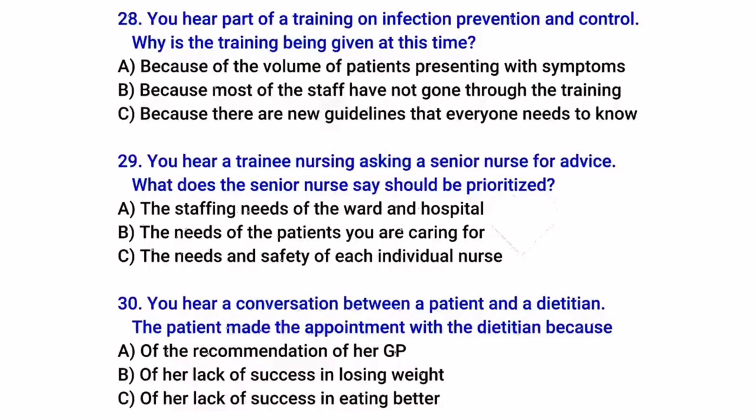Question 30. You hear a conversation between a patient and a dietitian. Now read the question.